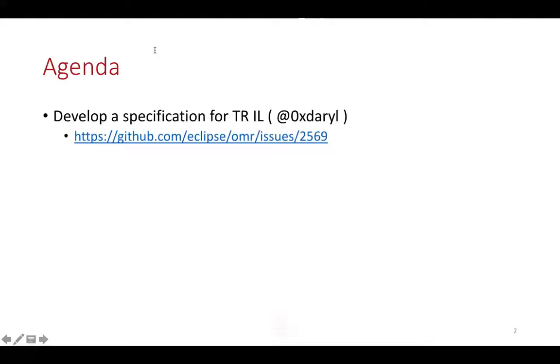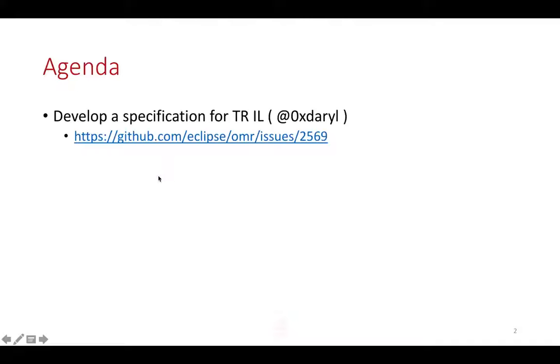Today's topic, we only have one topic on the agenda. It is to talk about developing a specification for the Testarossa intermediate language. This is really sort of the lifeblood of the compiler technology. It's been in existence for probably 18, 19 years now, without any real specification behind it, other than what the Java technology dictated. So whatever Java did, that's what the spec actually was.